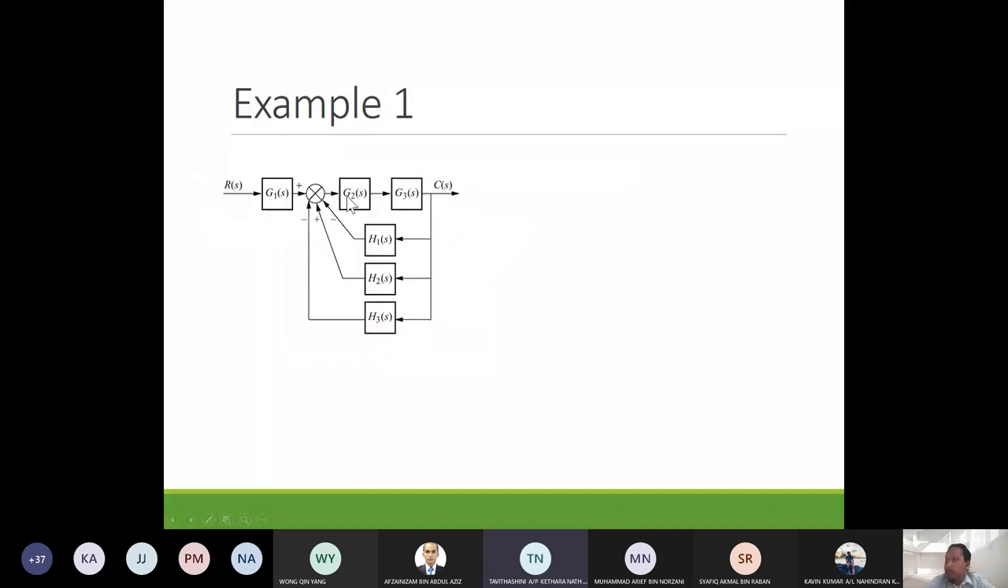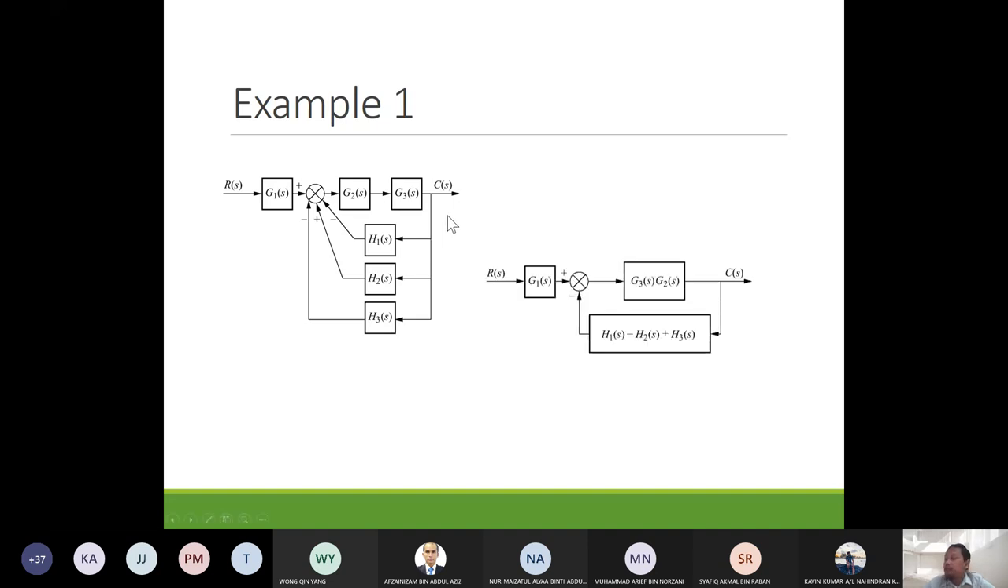So when you have combined the summing junction, you start to use the general rules. Firstly, you need to look at the cascade arrangement. The top one here, G2 and G3, are in cascade. For cascade, you just multiply all of the transfer functions in the cascade, so G2 times G3 or G3 times G2.